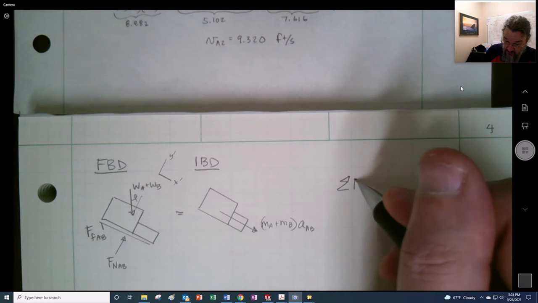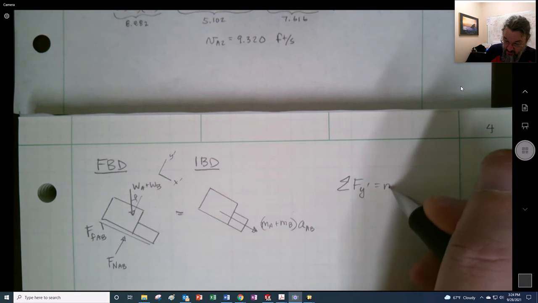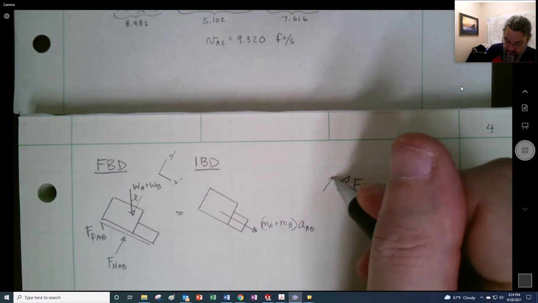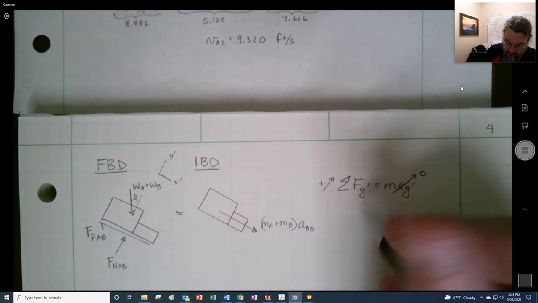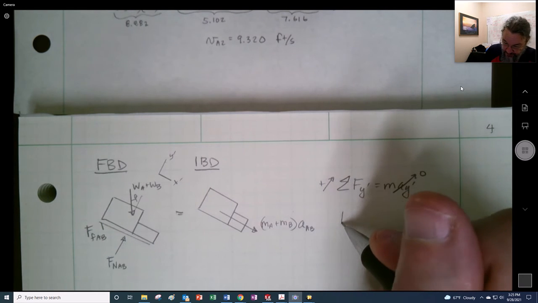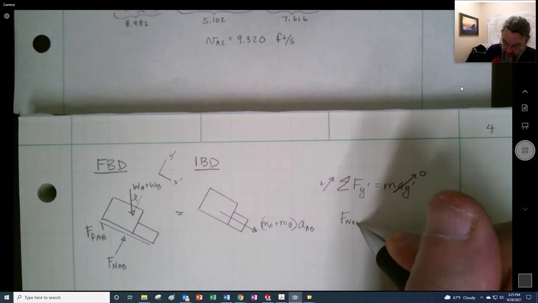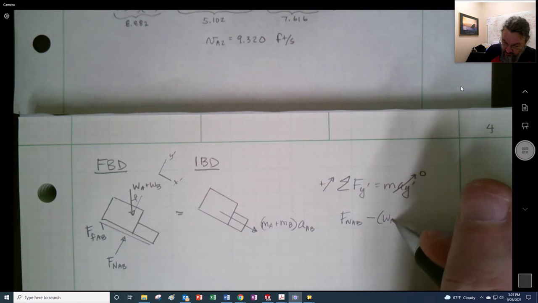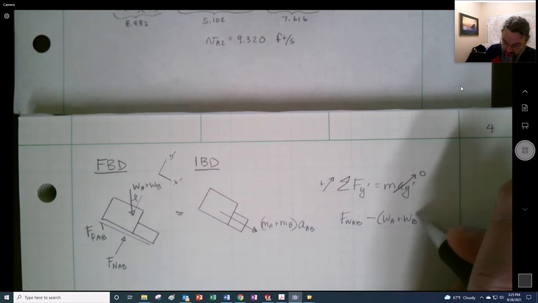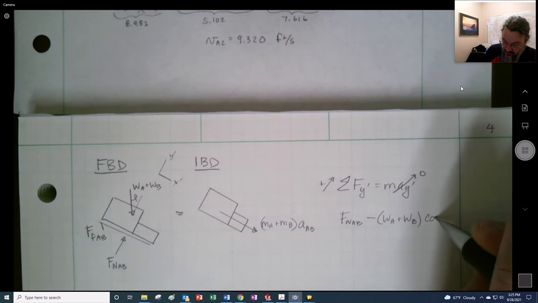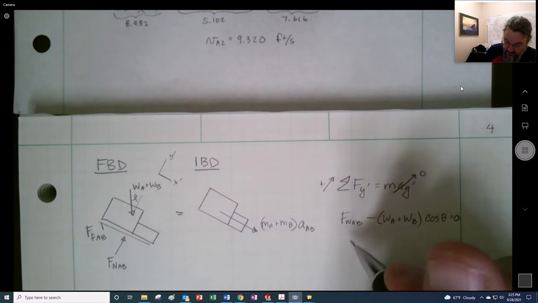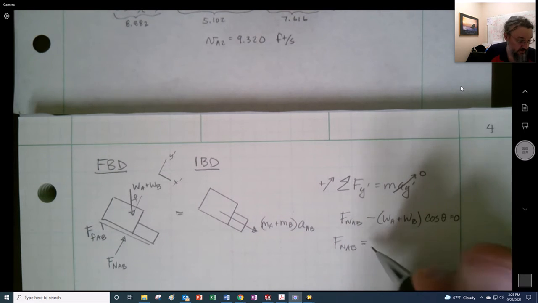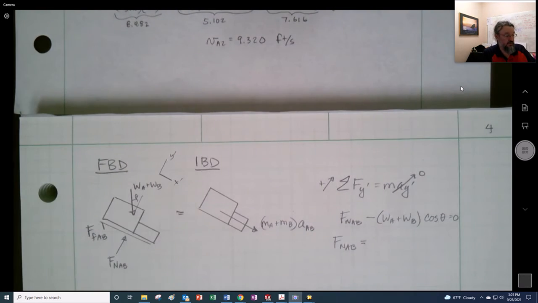So the sum of the forces in the y prime is mass times acceleration of y prime, which goes to 0. So FNAB minus WA plus WB times the cosine of theta equals 0. FNAB is simply going to be, I wrote this out already.